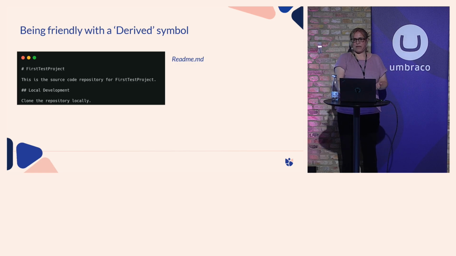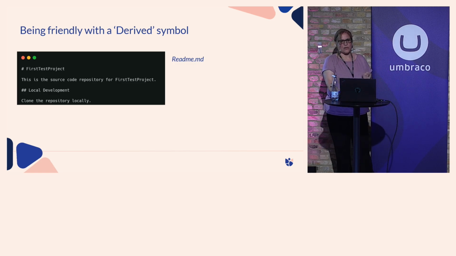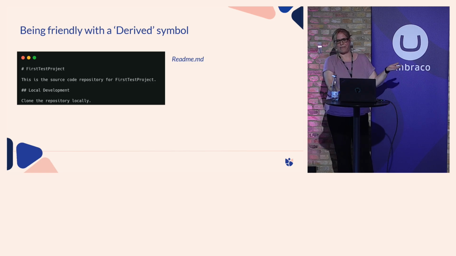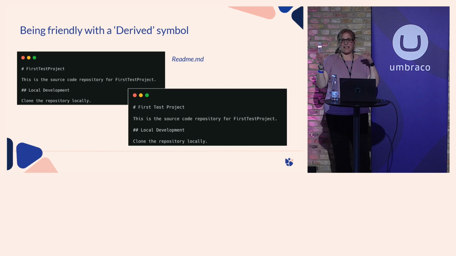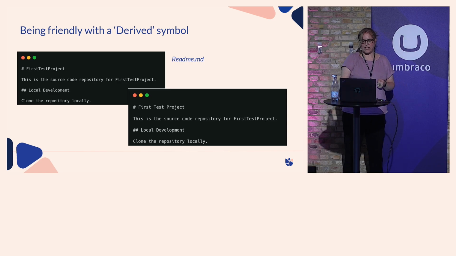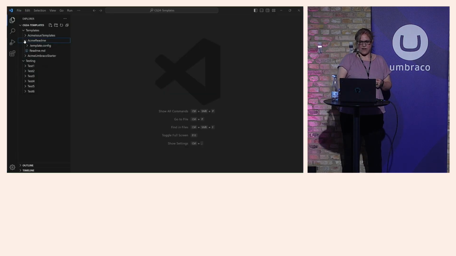Something else we can do is be more friendly and use what's called a derived symbol. So in our README, if you remember that first day one success that we had, we generated a markdown file which said first test project in, because that was the name that we used when we ran the template. It would be nice if there were spaces in between the words first, test and project, and we can do that using a derived symbol.